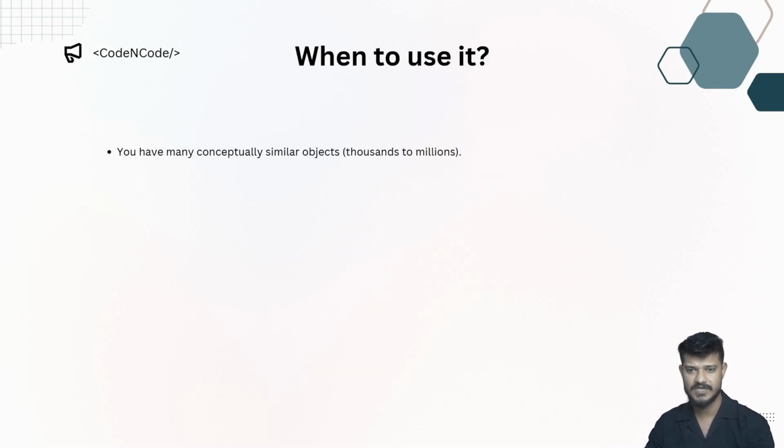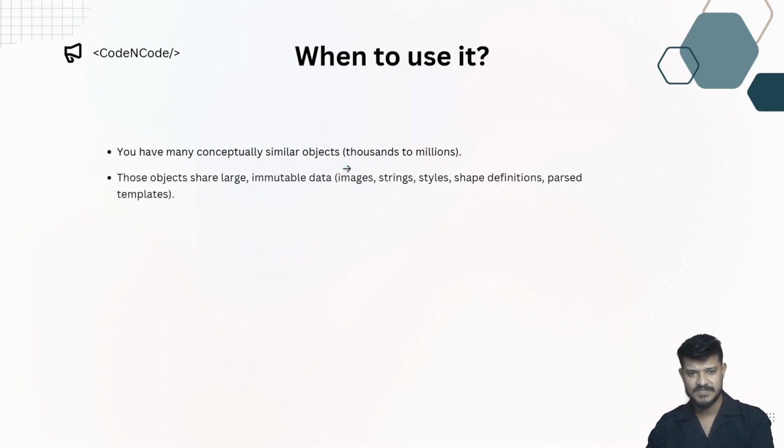Now let's also have a look at when you can use it. So first of all, you have many conceptually similar objects like we had in the previous example, many trees, right? Thousand to millions. If it is in the higher order, you'll be able to save a lot of memory. If not, you're just putting in a lot of effort to implement the pattern, and you won't get the benefit you expected. Right, so it needs to have a lot of similar objects, which could be 1,000 to a million.